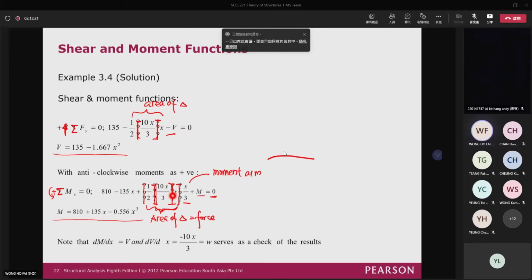Well, to check the validity, or to check whether it is correct or not, you can just use the differentiation dM over dx equal to V. By differentiating the moment function, you can check whether you can get the shear function. And then for our case here, if you differentiate the moment function, you will get your shear function. That means actually your answer is correct.